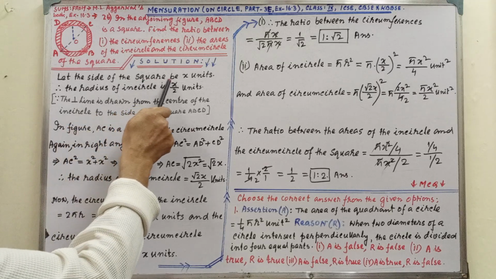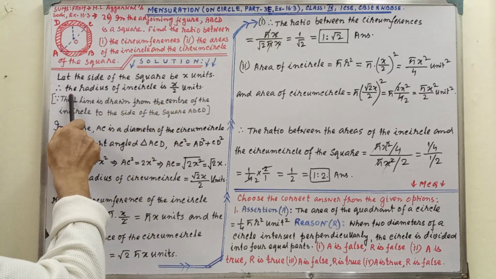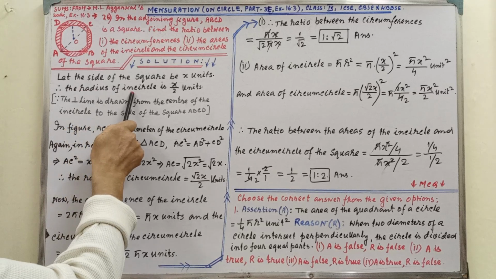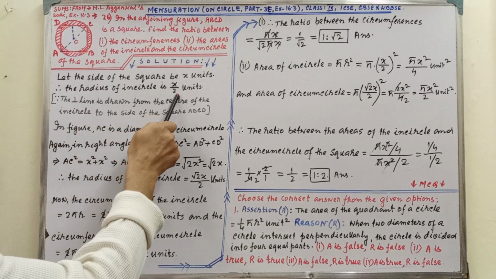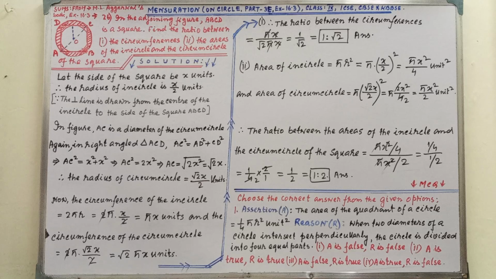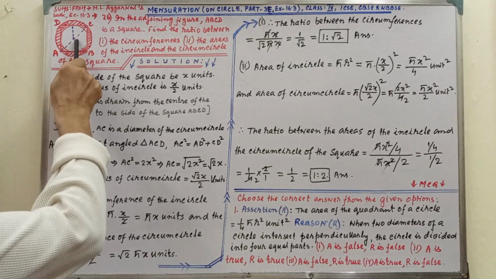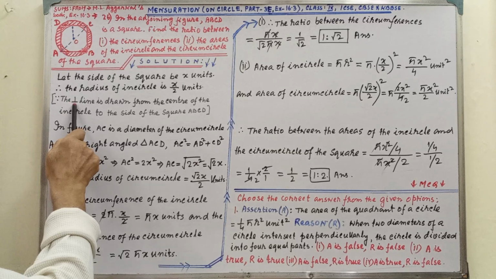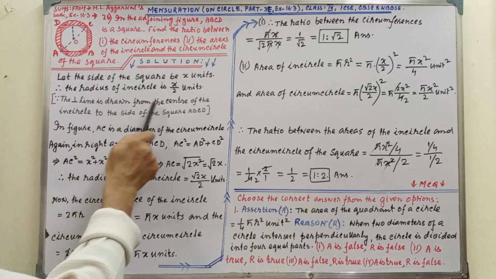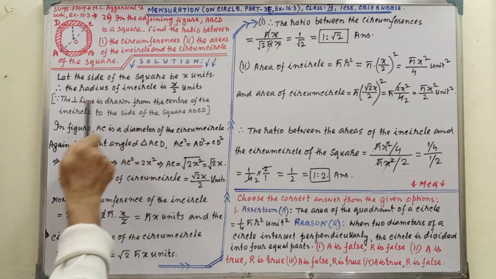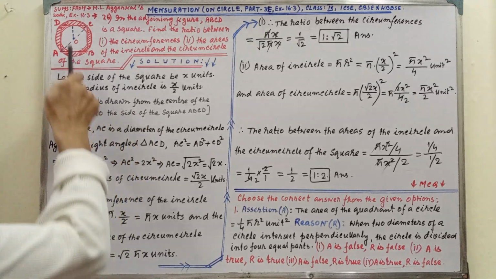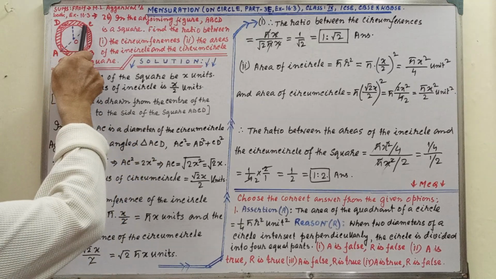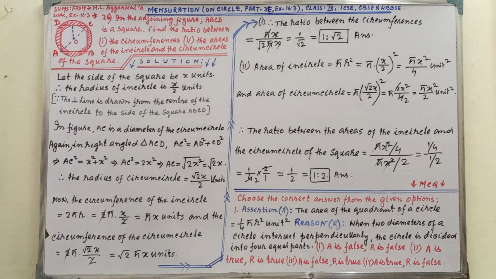Let the side of the square be x unit. Therefore, the radius of the inner circle is x by 2 units. Reason: the perpendicular line is drawn from the center of the inner circle to the side of the square. This side is the chord of the outer circle.